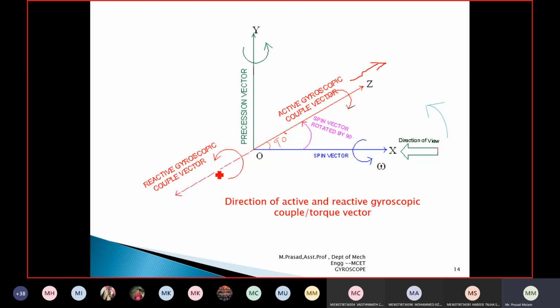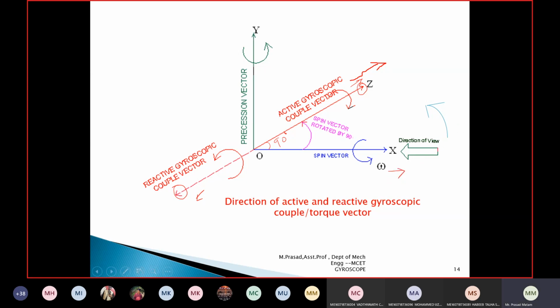This shows the direction. When the reactive couple moves in this direction, anti-clockwise, then only it will move in this path. When your active couple rotates in this direction, the couple vector will move in the upward direction like this. Here the couple will move downwards. If you see here, when your disk rotates in this direction, as per the right hand rule, this is a clockwise motion here. Now this is moving forward.